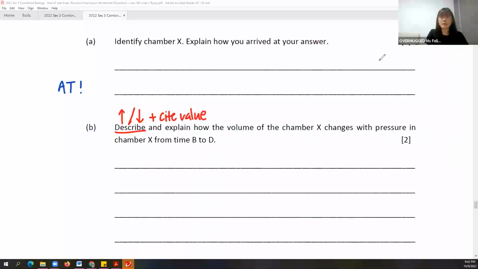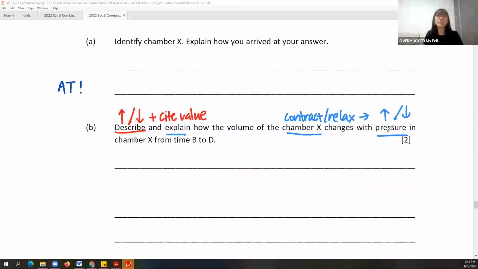That's for describe. Then next is for explain. For explain how the volume changes with pressure, in this case you explain about which chamber contracts. You tell me when the chamber contracts or relaxes, then you tell me what happened to the pressure, did it increase or decrease?